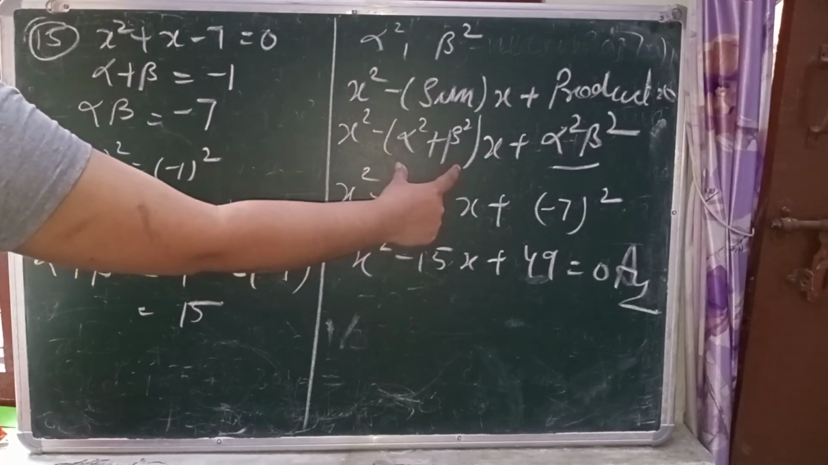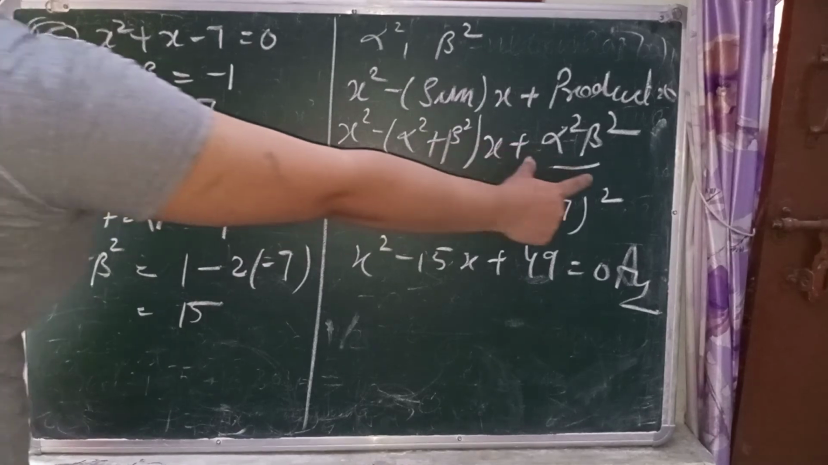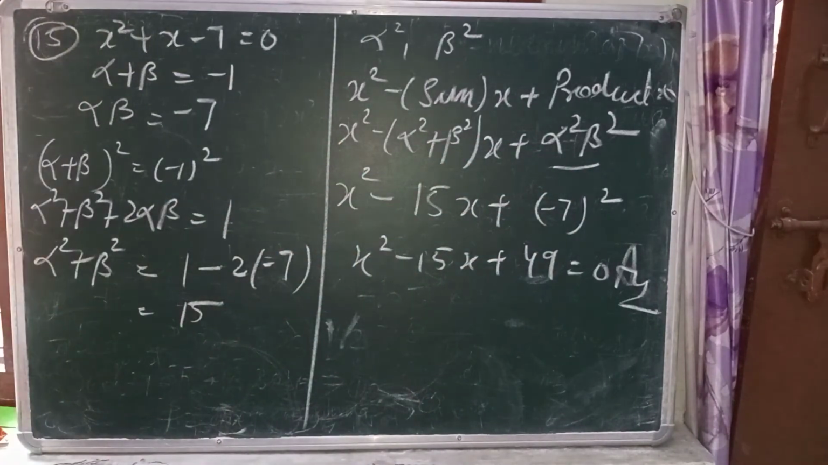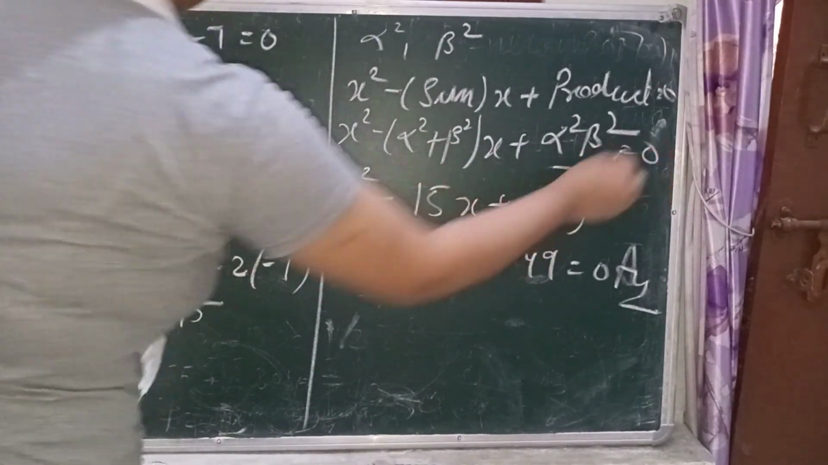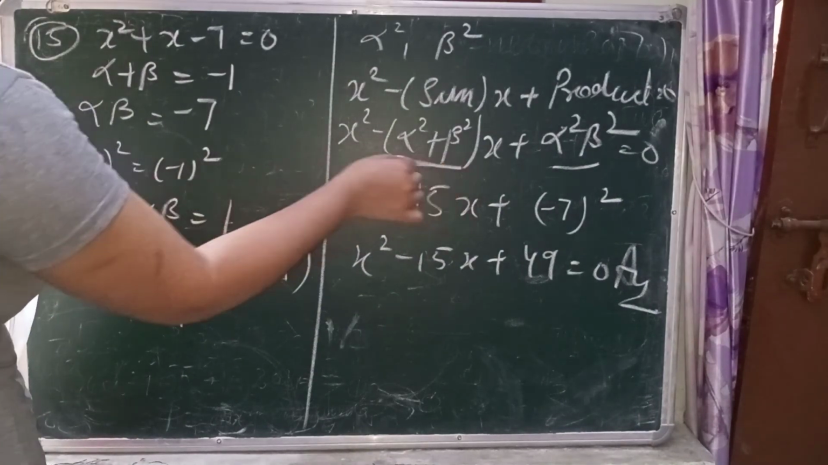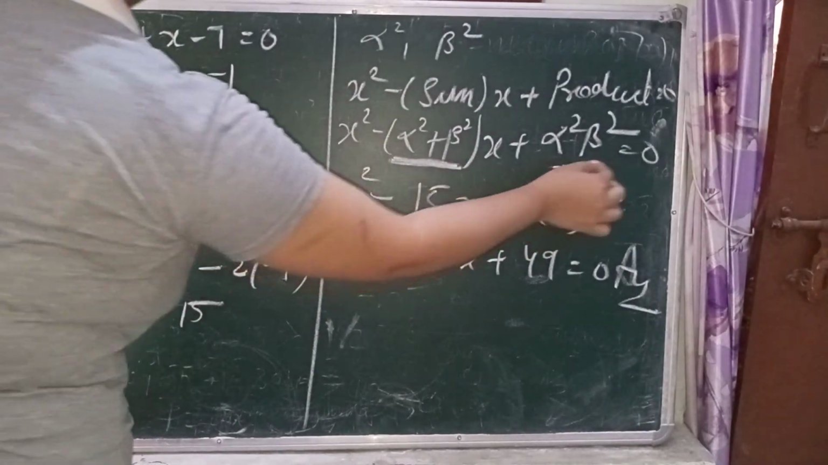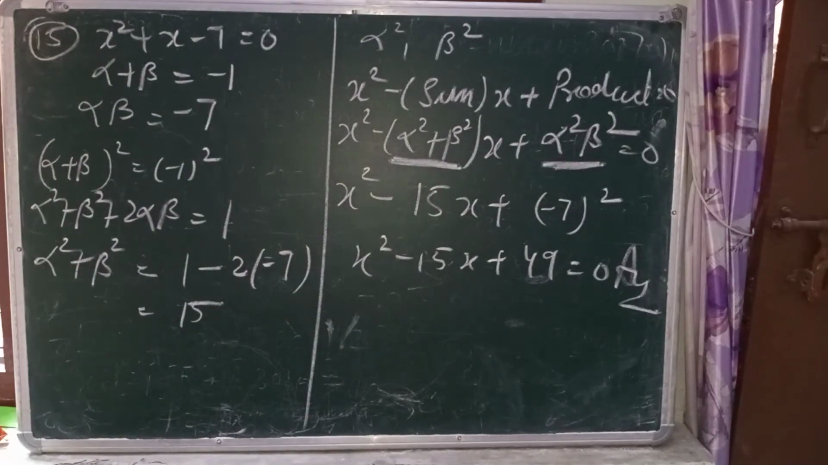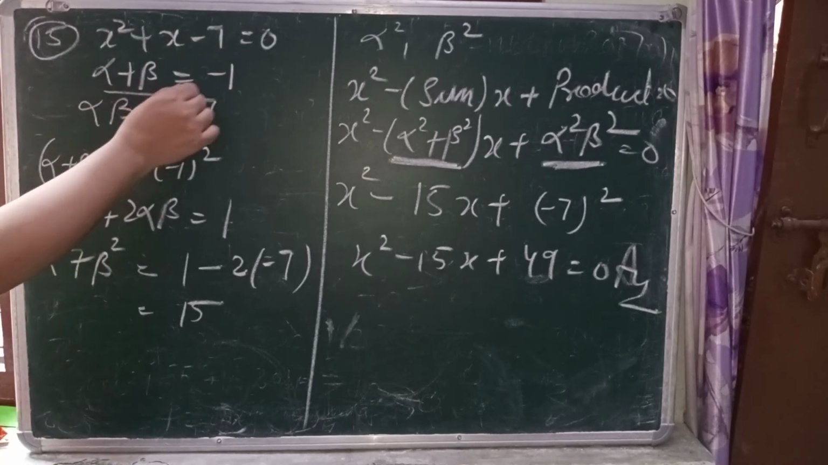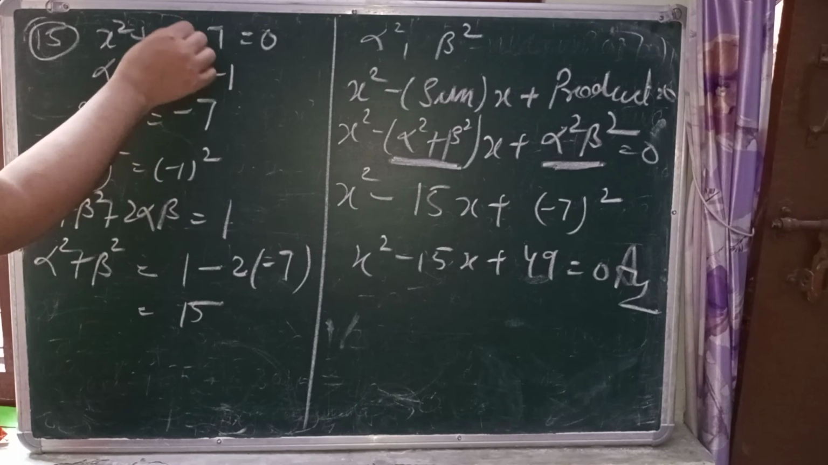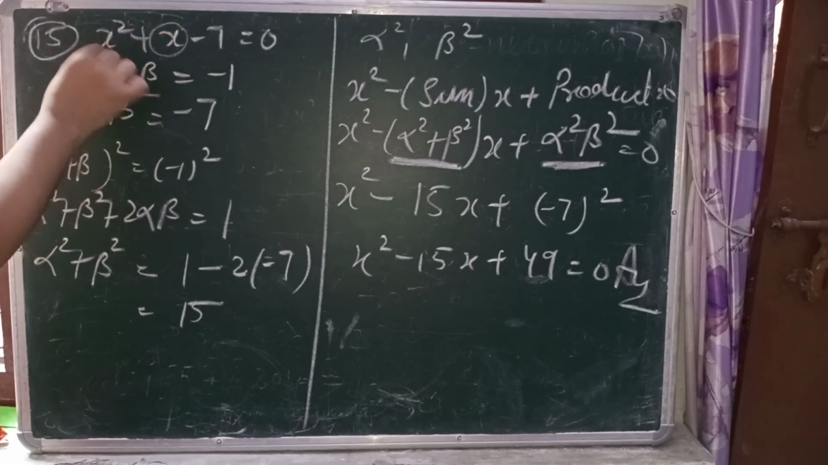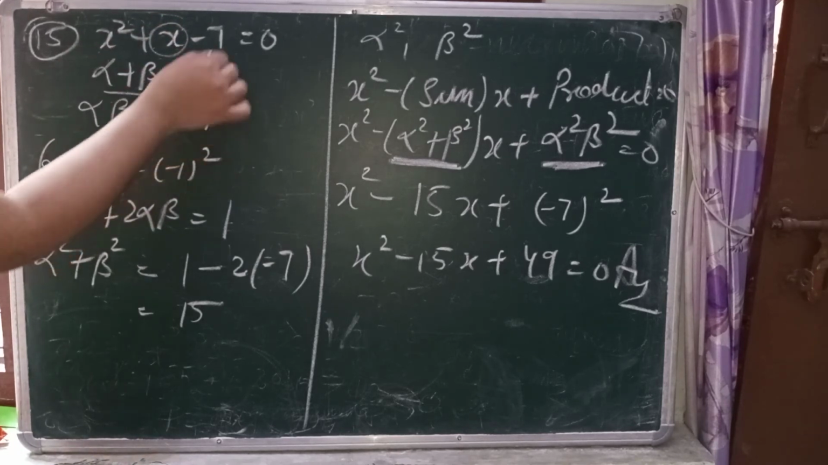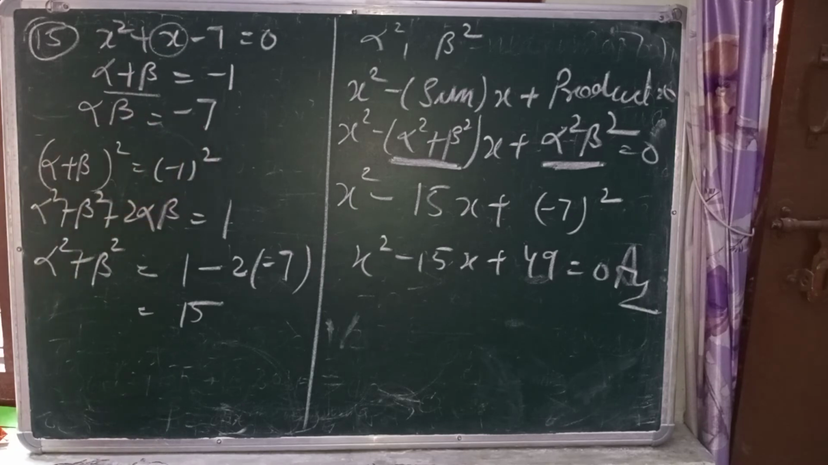So here I will write the sum, alpha square plus beta square, and the product of the roots, equal to 0. That means we have to find out the value of alpha square plus beta square and alpha square into beta square. As the quadratic equation given was x square plus x minus 7 equal to 0, the sum of the roots is always minus b upon a, that means minus 1 upon 1. Product is c upon a, that means minus 7 upon 1, it will be minus 7.